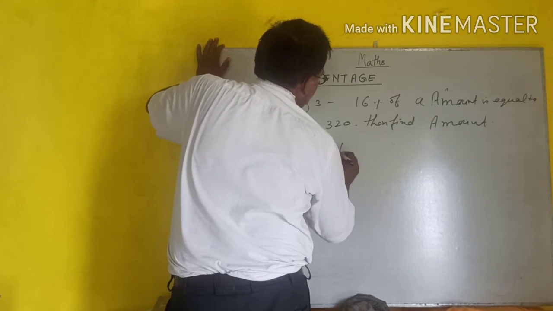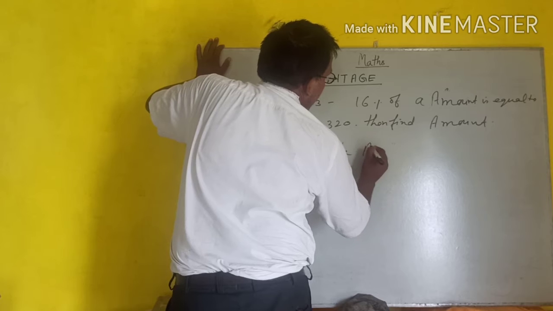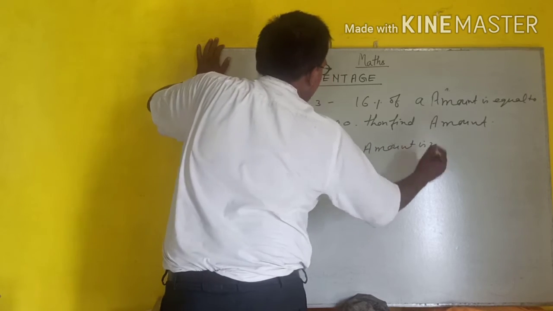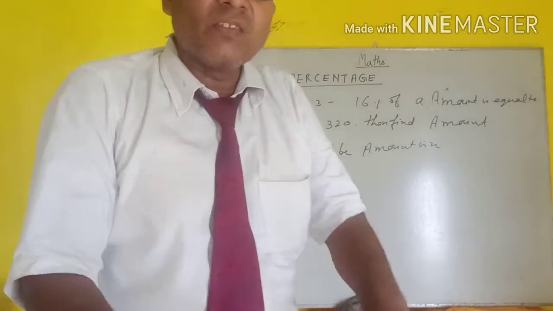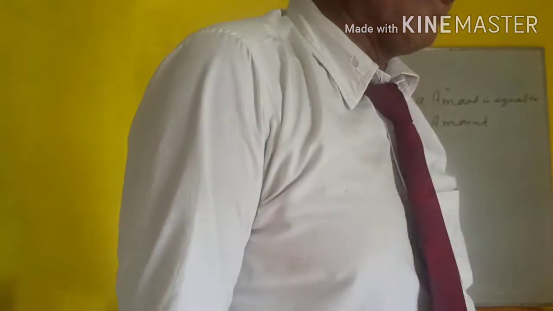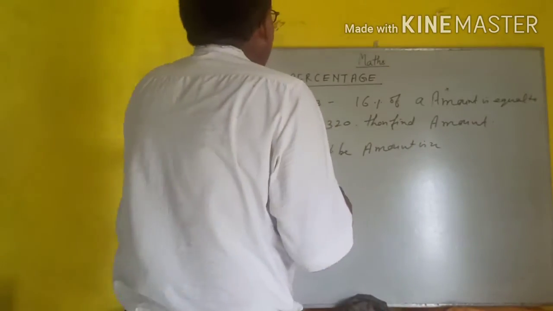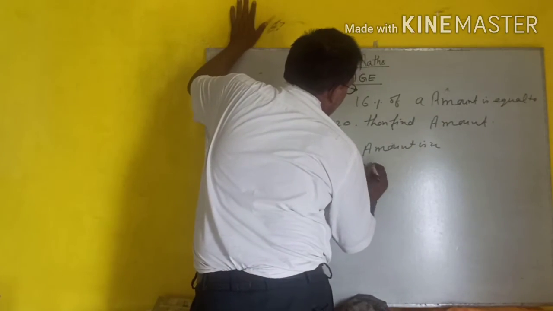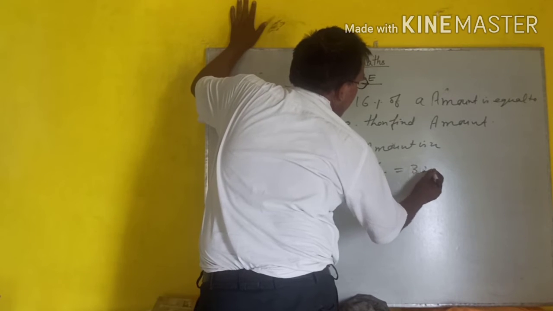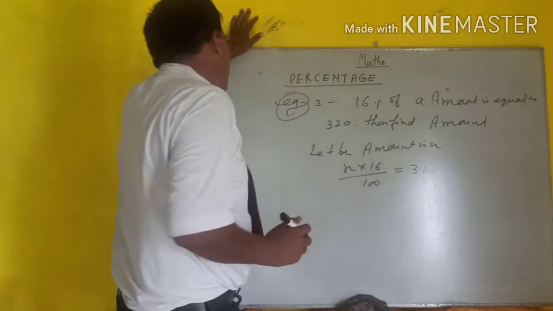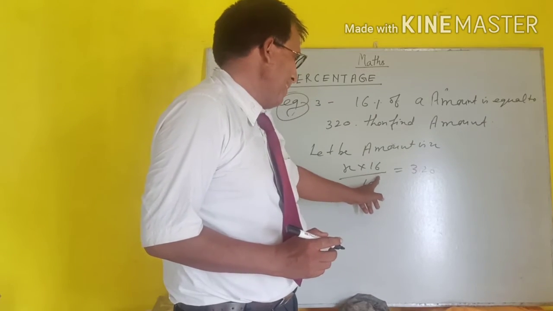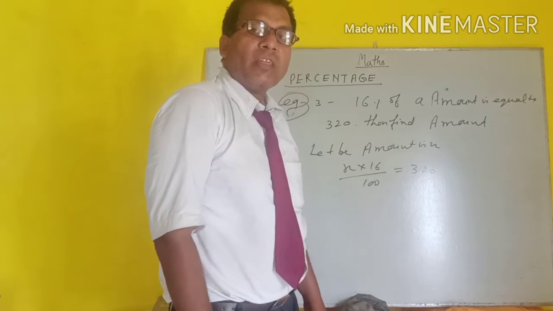Let the amount be x. That means x multiply by 16 upon 100 is equal to 320. Now solve it. x multiply by 16 upon 100 is equal to 320.